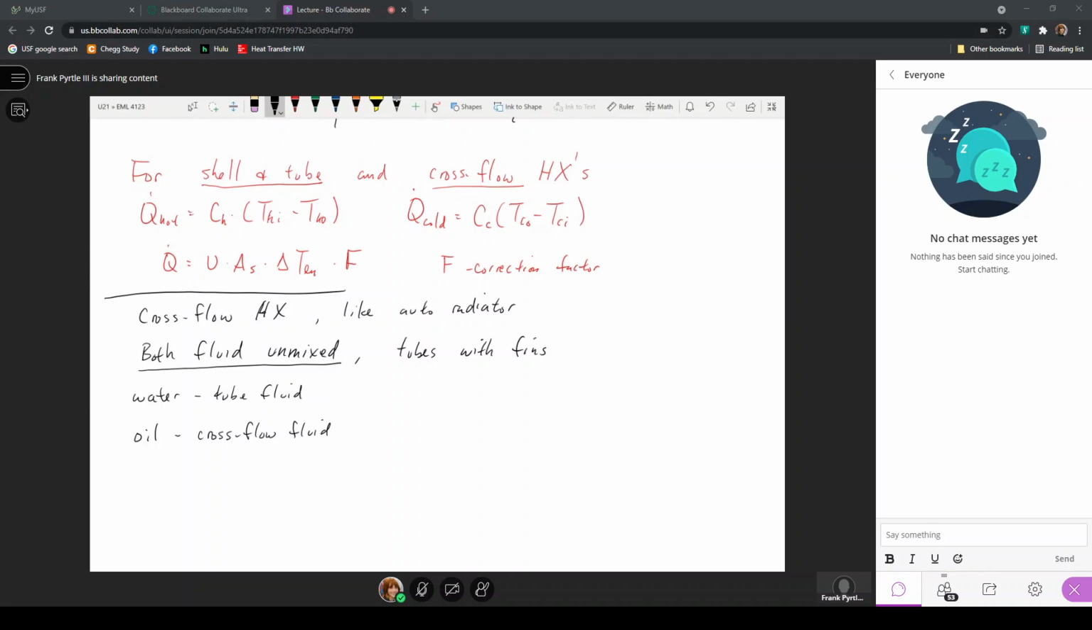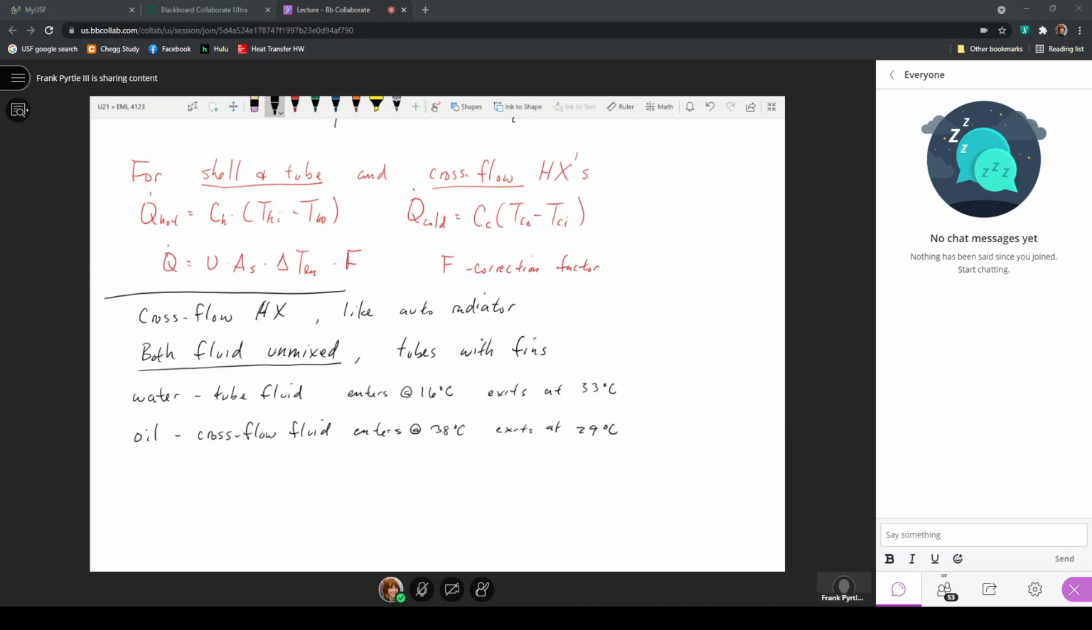And here the water enters at 16 degrees C and exits at 33 degrees C. And the oil, here this enters at 38 degrees and exits at 29 degrees C.